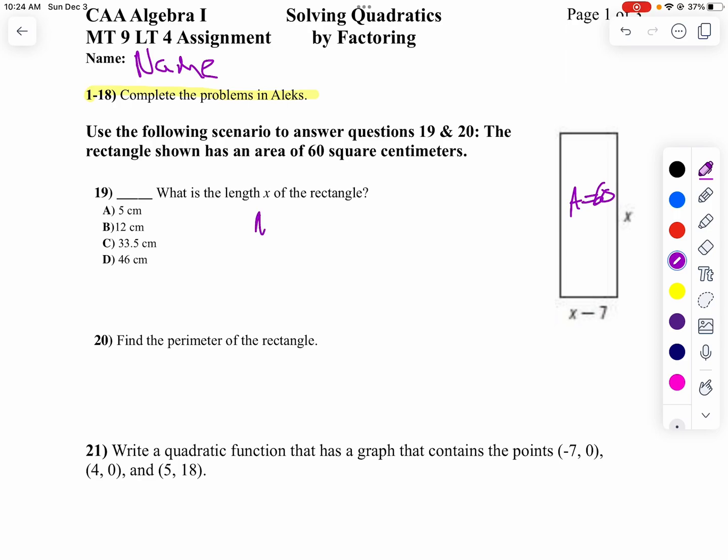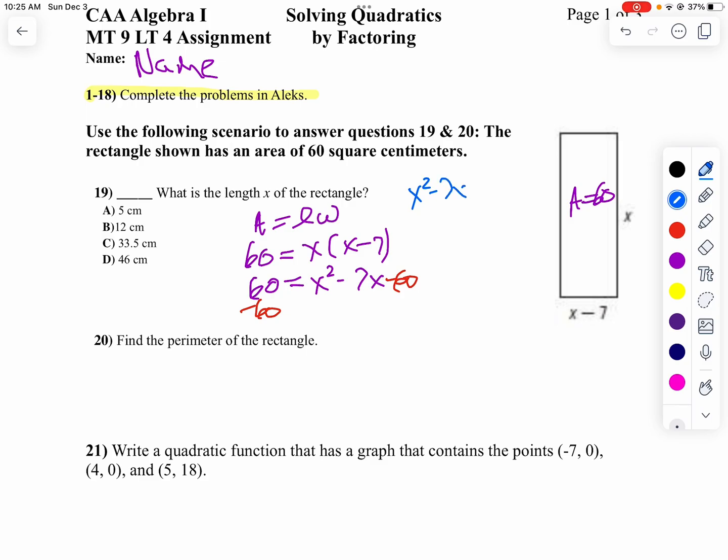We know the area of a rectangle is length times width. In other words, 60 equals x times x minus 7, or 60 equals x squared minus 7x. Well, I want to make one side equal to 0 so I can factor this, so I'll subtract 60 from both sides. And then I'll get x squared minus 7x minus 60 equals 0.